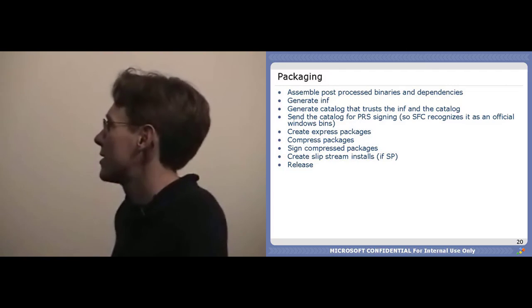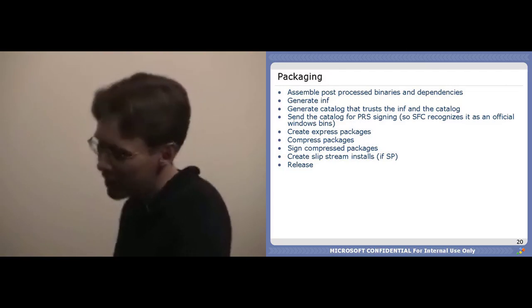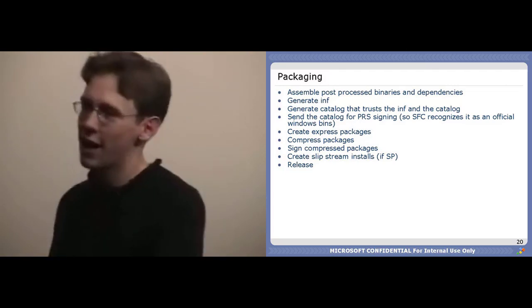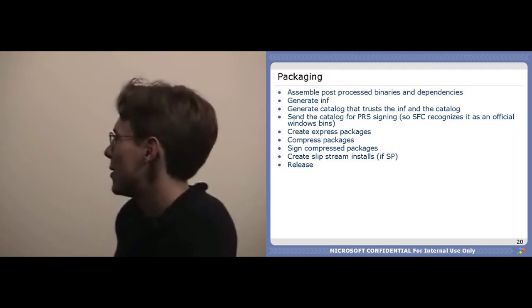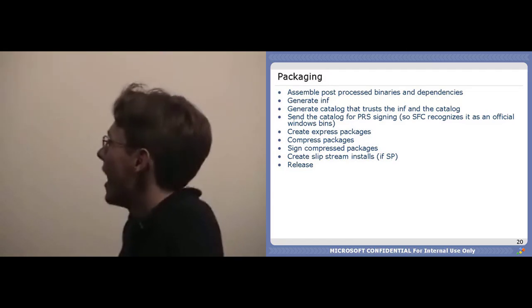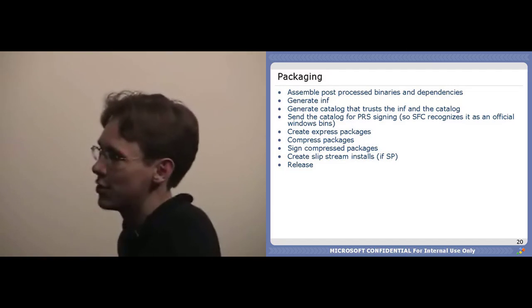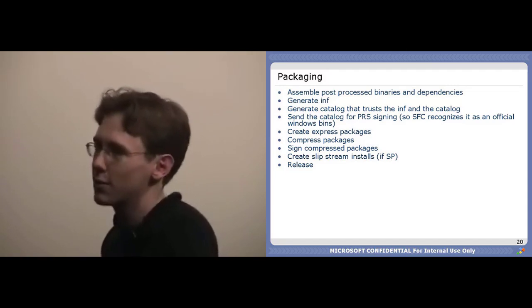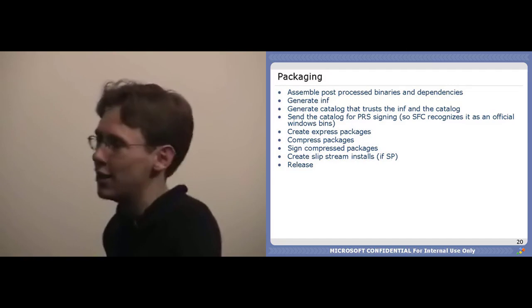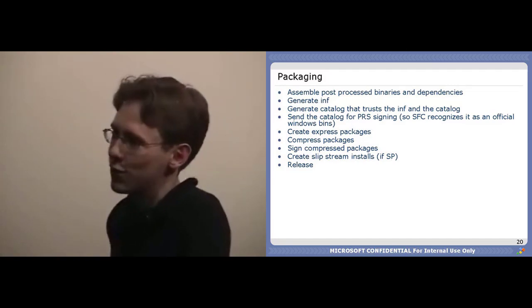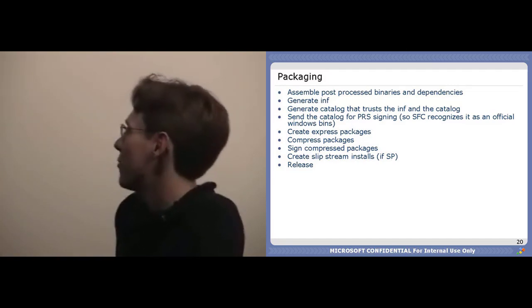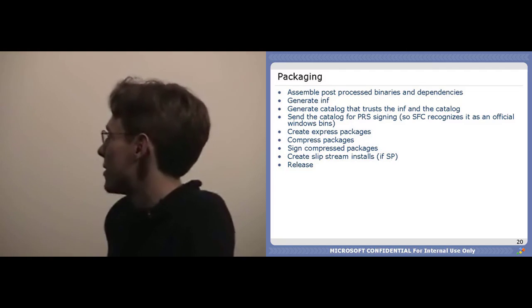We then have to sign the complete packages. So we take everything up and we send it off to PRS again, which is kind of a pain because it takes up to 2 hours to do this. So we send them off again, and that's to get the certificate on the outside, so that when you grab it off Windows Update and you right-click on the whole package, it says, this is a good package and you should feel comfortable executing it because it came from Windows.